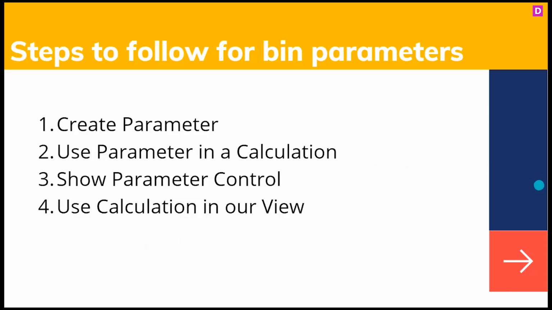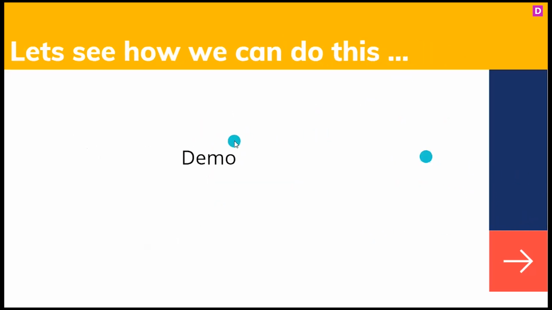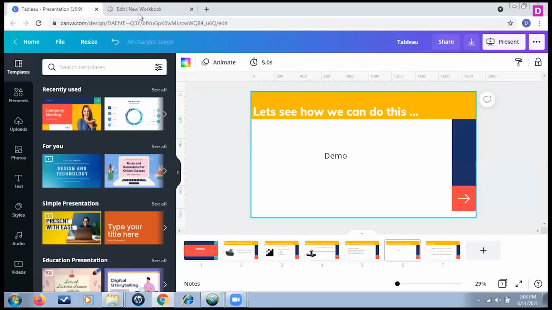Now in case you want to create a parameter in your bin, what you need to do is, first you need to create the parameter, and then you need to use the parameter in your calculation, show the parameter control, and you can use the calculation in your view. So these are the steps. Now let's go and see how we can perform these things.